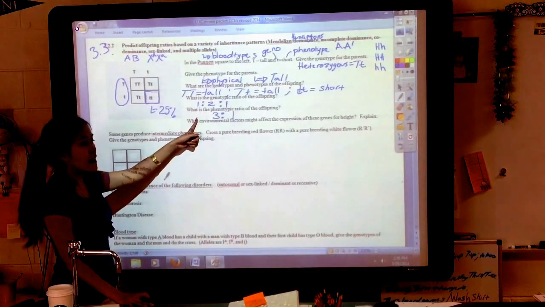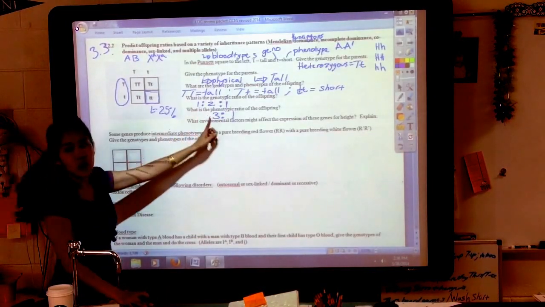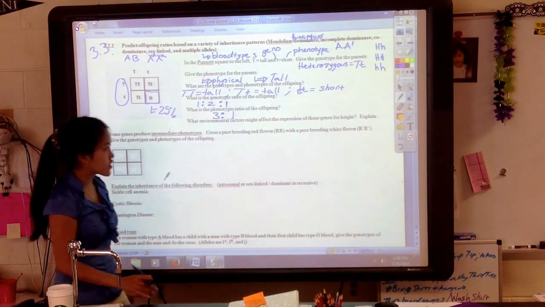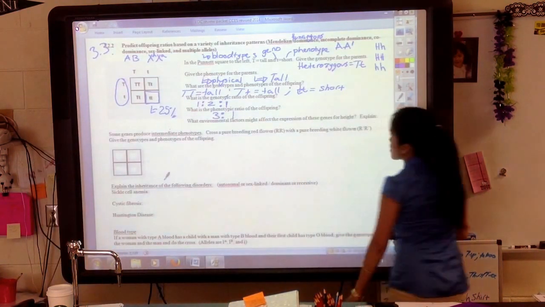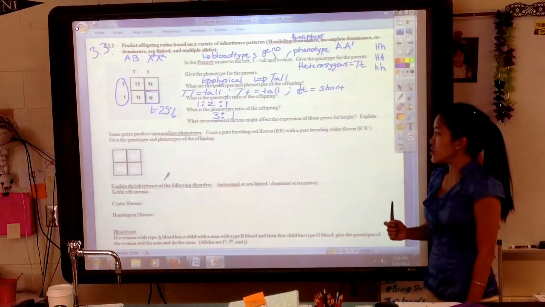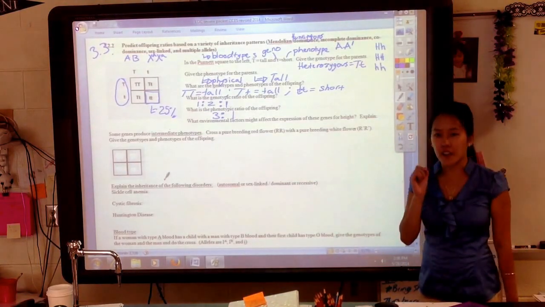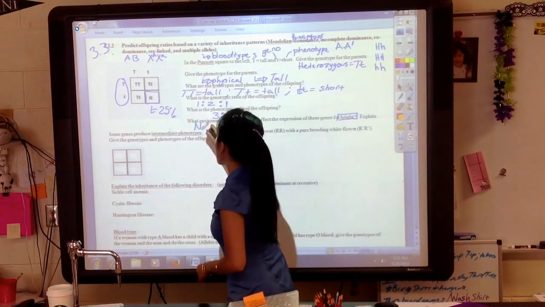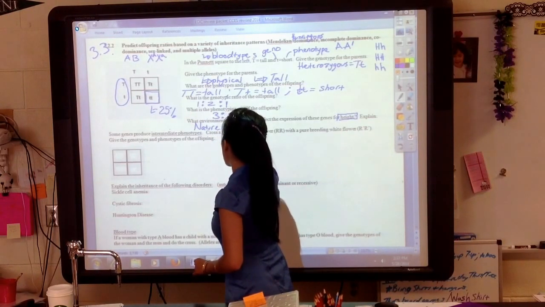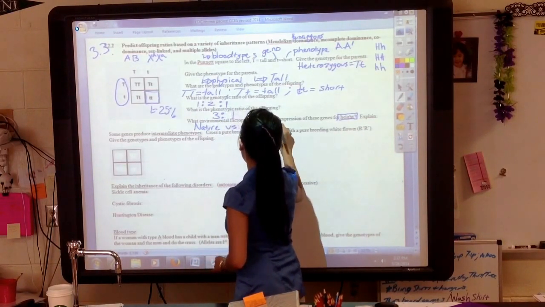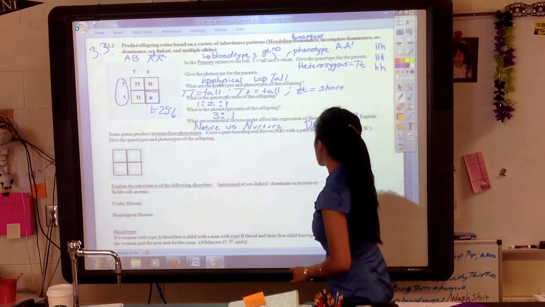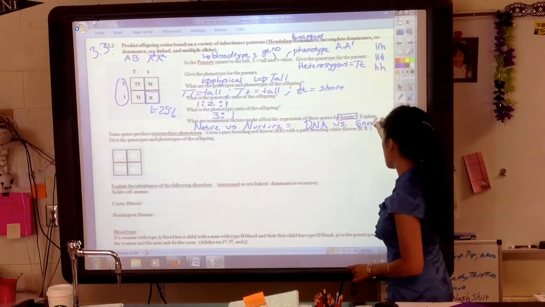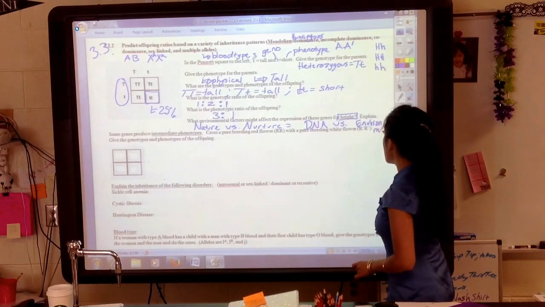We actually end up having 3 tall offspring, 1 short offspring. Next, what environmental factors might affect the expression of these genes for height? So, if you're thinking about factors that are affecting height, this idea is going to be nature versus nurture. Your DNA versus your environment. So some ideas of that.